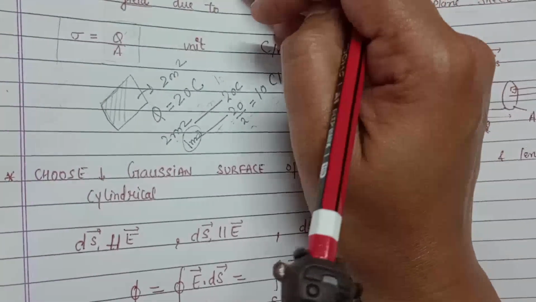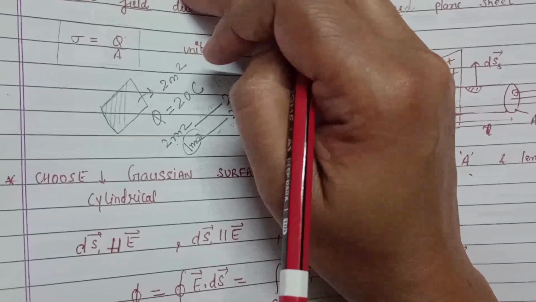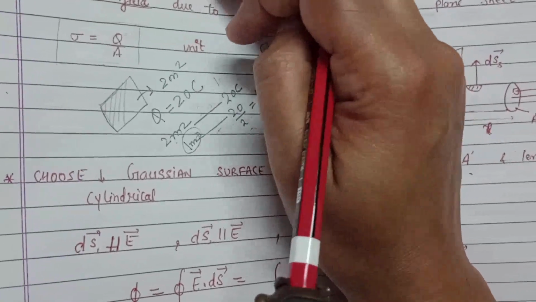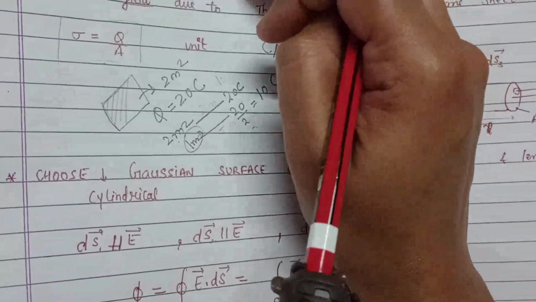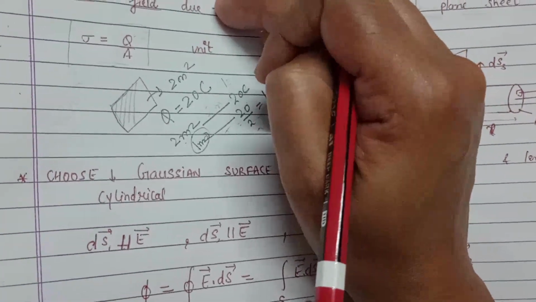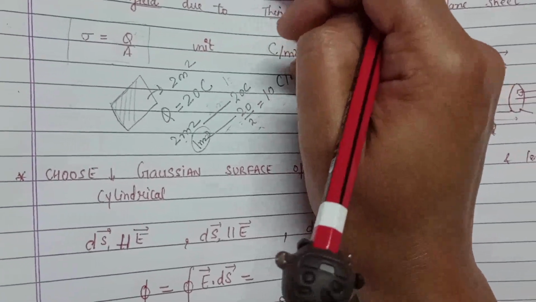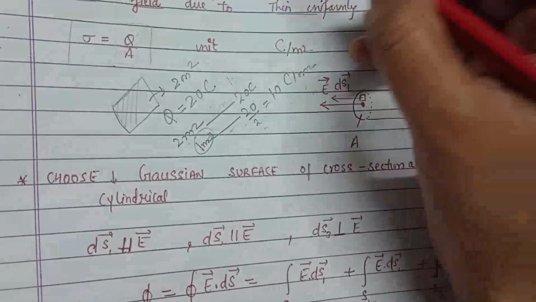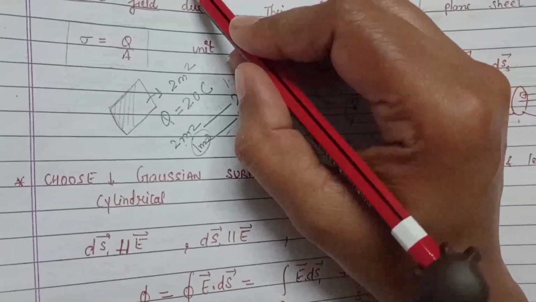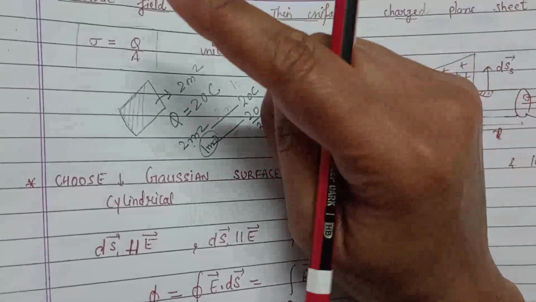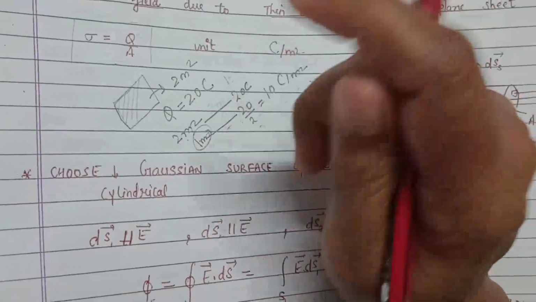Suppose that this is your question. Sigma is a charge density that is given as 2 coulomb per meter square, and you have to calculate the charge distribution for an area of 20 meter square. So how do you calculate? Surface charge density gives the idea for 1 meter square, and here we calculate for 20 meter square.